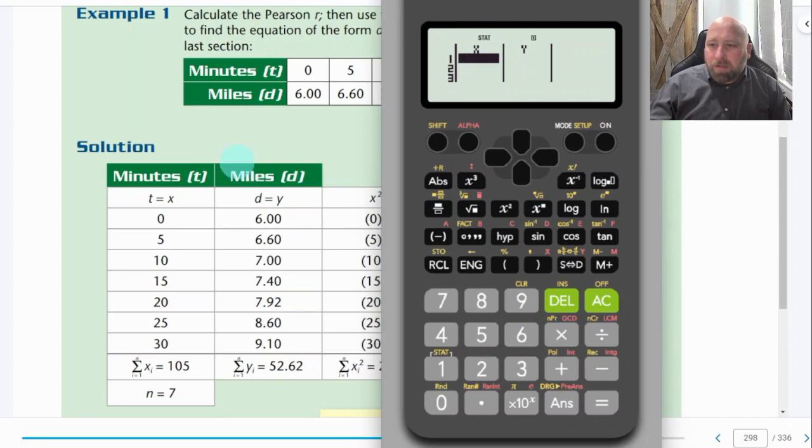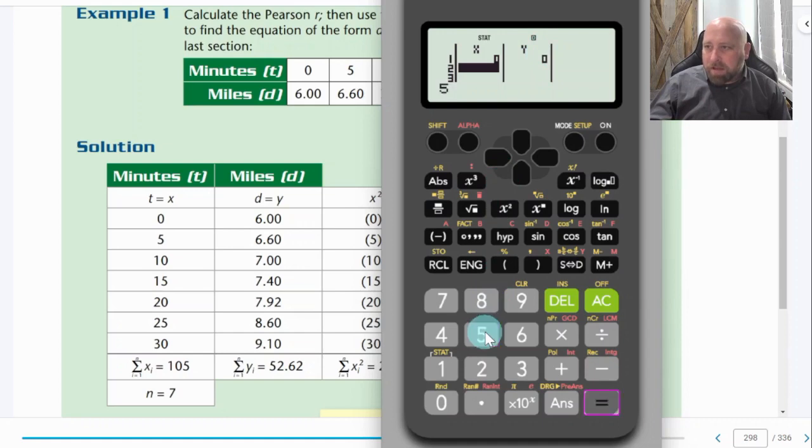So here's my table, and now I want to put in all of my X values. So I'm going to go ahead and put in 0. That's my first X, and then I'm going to hit enter or equals, and that's going to populate. Now, it's also populating the Y column. Don't worry about that right now, okay? We're just going to put in the X.